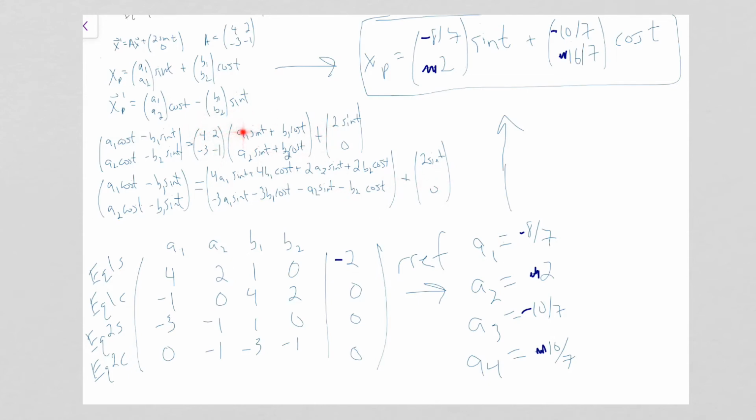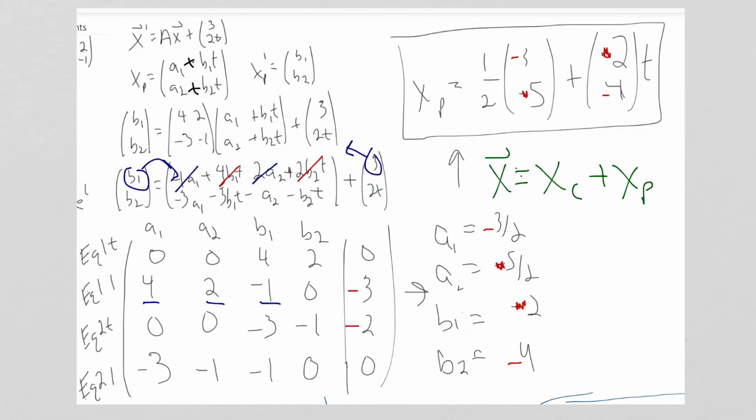So the 4 gets multiplied by the A1, B1: 4A1 sine, 4B1 cosine. The 2 gets multiplied by the A2 sine, B2 cosine: 2A2 sine, 2B2 cosine. Negative 3 gets multiplied by the top: negative 3A1 sine minus 3B1 cosine. The negative 1 gets multiplied by the bottom row: minus A2 sine minus B2 cosine. From here, I'm doing the same work as in the last one.